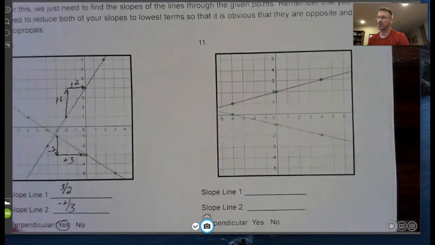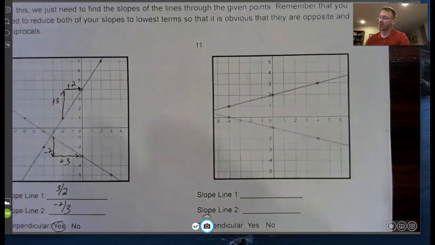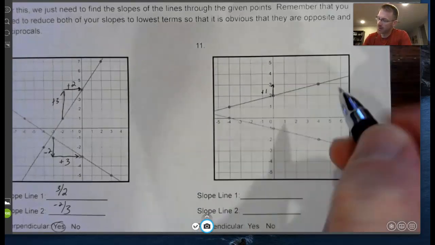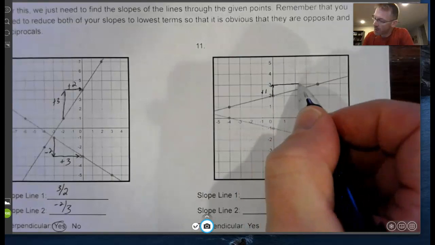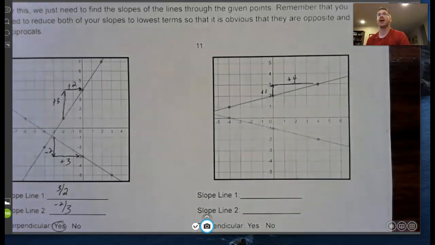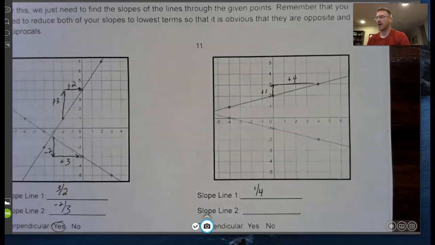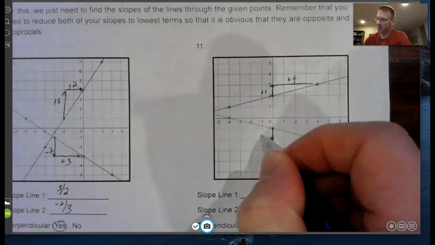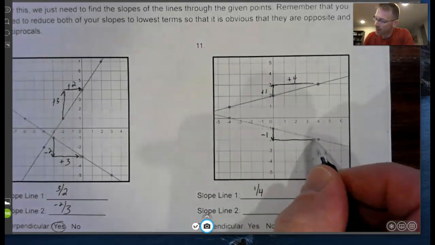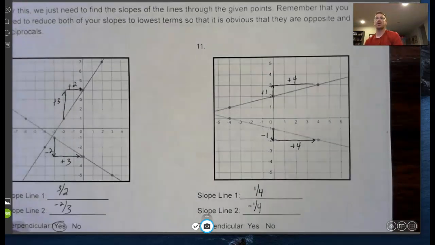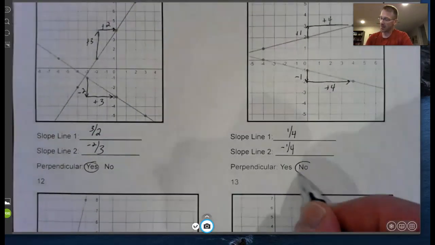Let's jump to number 11 here. Let's find the slope of this line right here that's going uphill. And so I go up 1 for my rise, and I go over 1, 2, 3, 4. So the slope of that line is 1/4. Let's find the slope of our second line here. I go down 1, and then I go to the right 1, 2, 3, 4. So the slope of that line is -1/4. So they are opposites. One is positive and one is negative, but they are not reciprocals. So these would not be perpendicular.